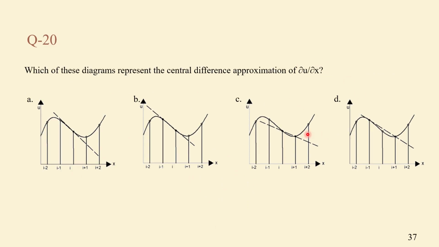So option D is the correct answer, which states that u i plus 1 and u i minus 1 are involved in the procedure. The diagram that represents the central difference approximation of dou u by dou x is the one where u i minus 1 and u i plus 1 are required. So the answer is option D.